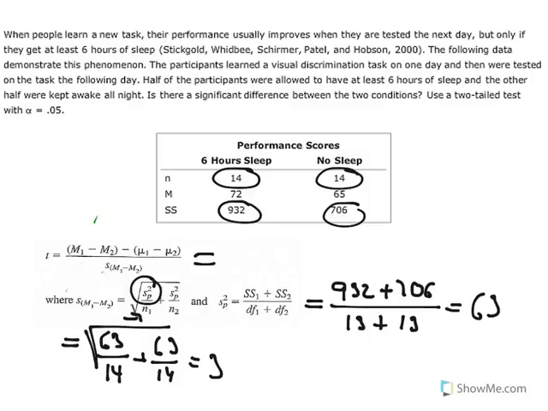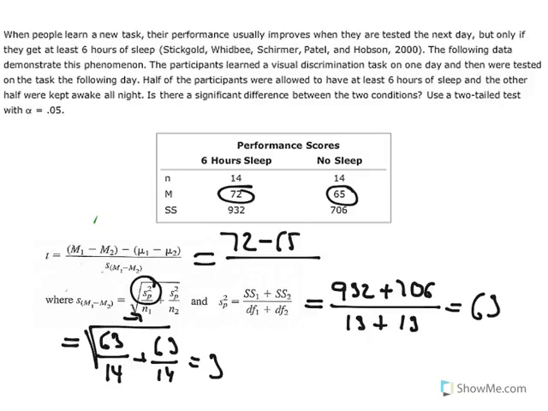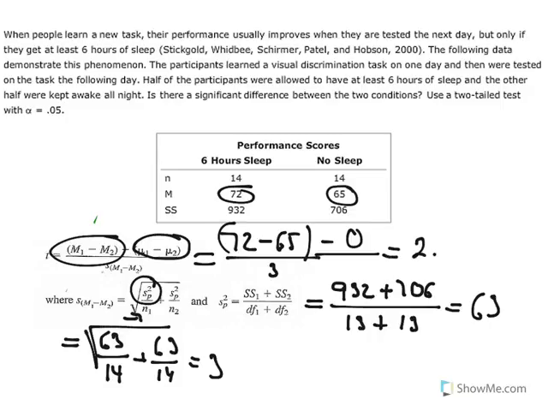Now we can solve for t. M is 72 and 65. So 72 minus 65, that is this part, minus 0, remember again, this is based on the null hypothesis being true, so it's always 0, over 3. That is 2.33.